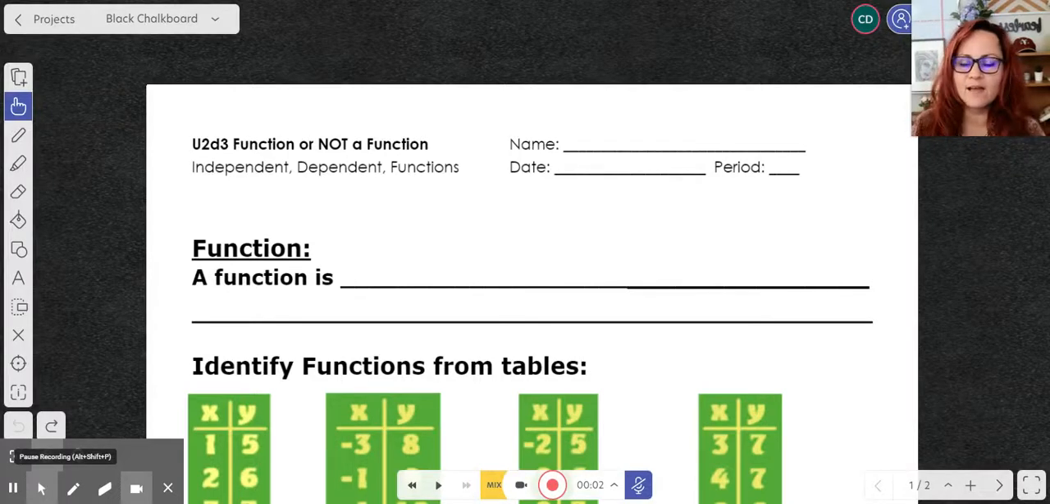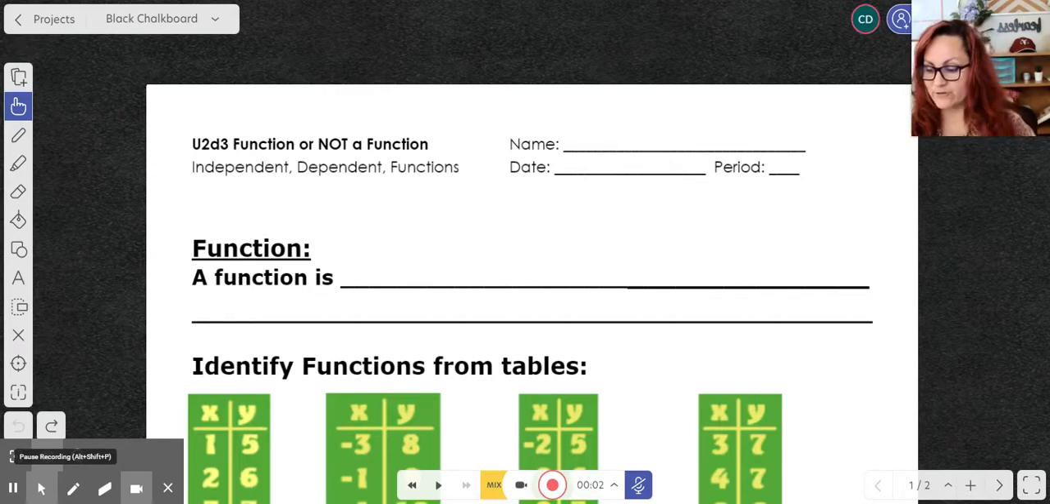Hello everyone, Mrs. Dominguez here, and today we're going to be learning about functions and how to identify functions from different representations. So let's go ahead and start. Make sure you're following along with your notes.